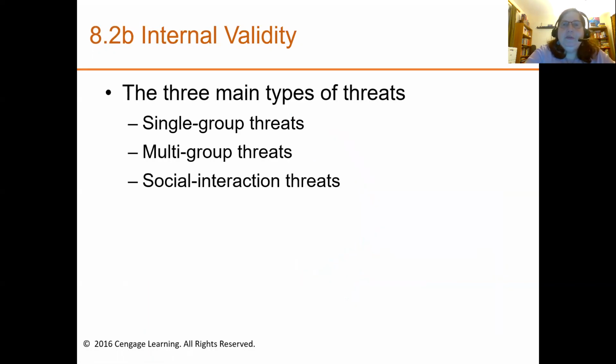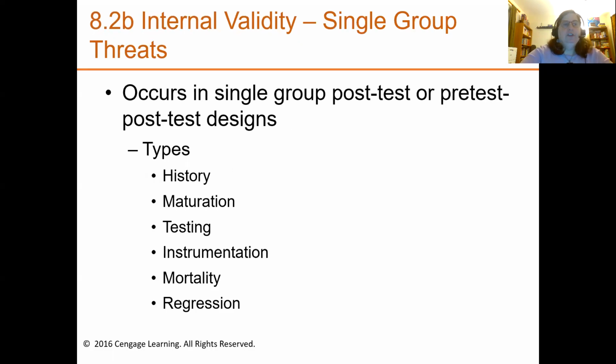So let's talk about some threats to internal validity. And we're going to talk about each of these in turn. So we're going to talk about single group threats, multi-group threats, and social interaction threats. So let's start with single group threats. And we're going to talk about each of these in turn. Okay. So this occurs in single group post-test or pre-test post-test designs. And we'll talk more about what we mean by that a little bit later, okay?